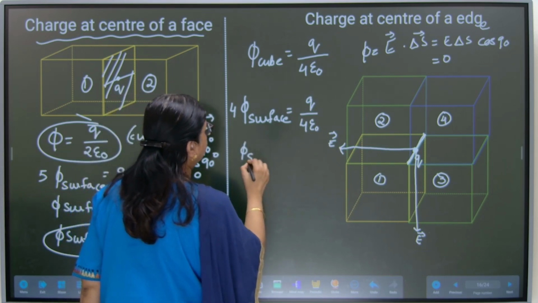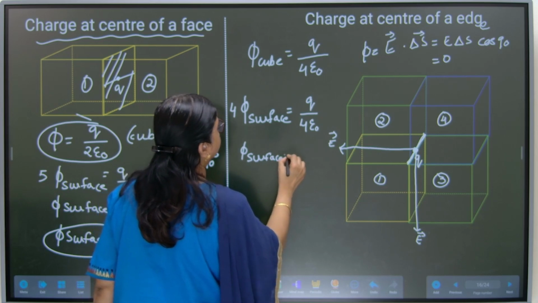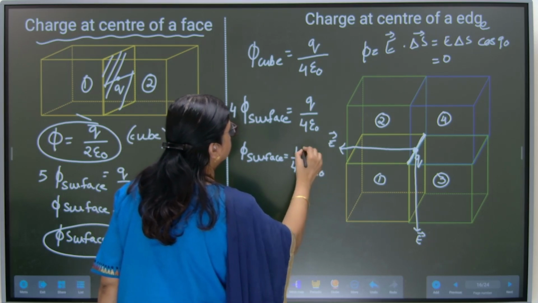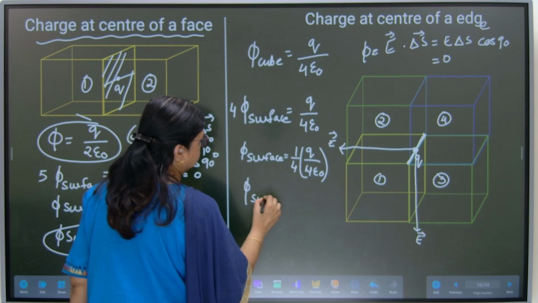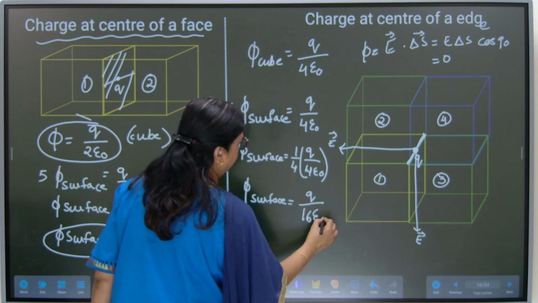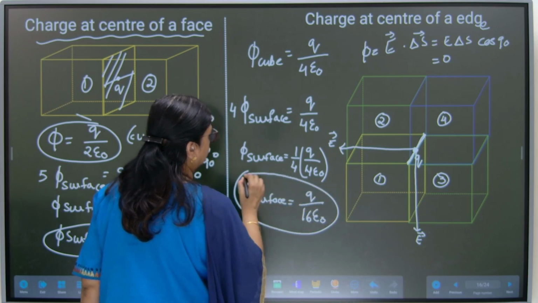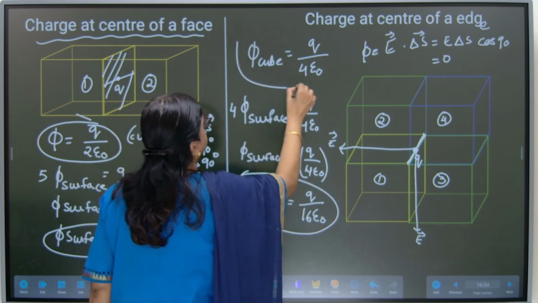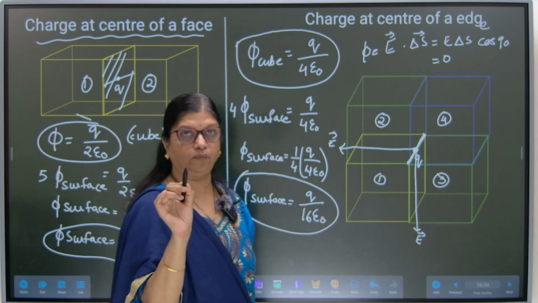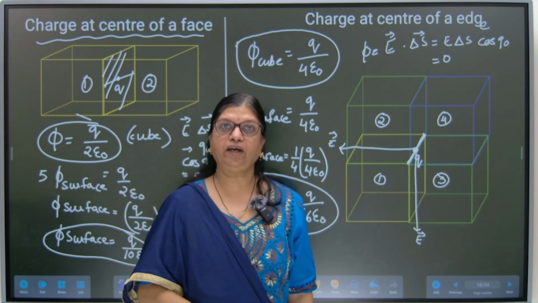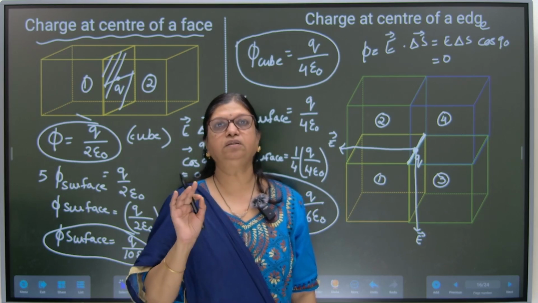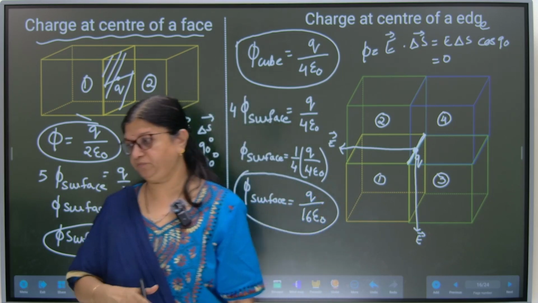So the flux through each surface is equal to 1 upon 4, this 4 I have brought down, times Q upon 4 epsilon naught. So what is my answer for flux through each surface? Q upon 16 epsilon naught. Fine. So this is the flux through each surface of the cube, provided the charge is placed at the center of one of the edges. Fine. Okay. So now I will just move on, and you take a screenshot of this portion where the charge is placed at the center of one of the edges of the cube.